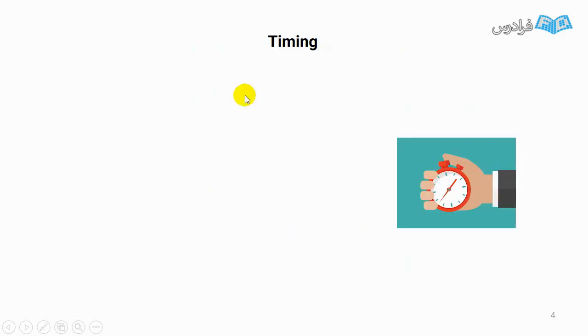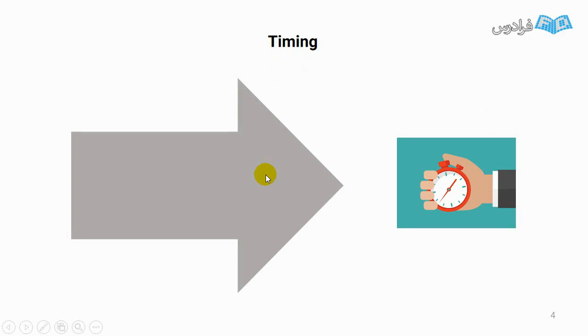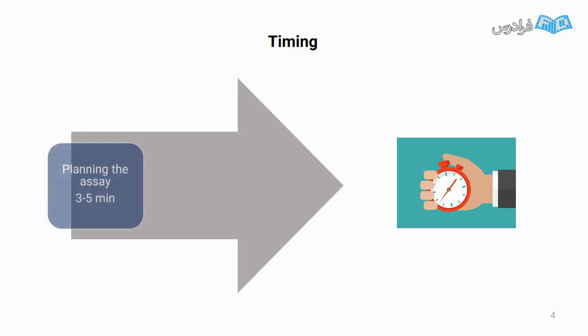The next point is timing. This is really important and there are 3 easy steps for you to make it easier. The first step is reading the question and planning your essay. It takes between 3 and 5 minutes. What are you going to do in this step?